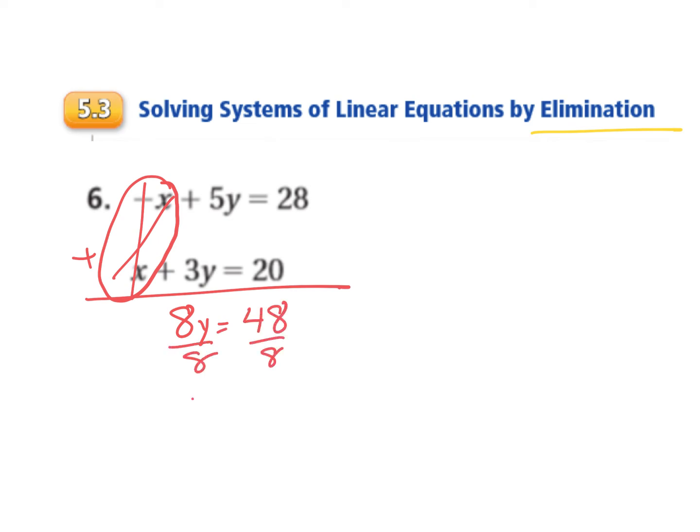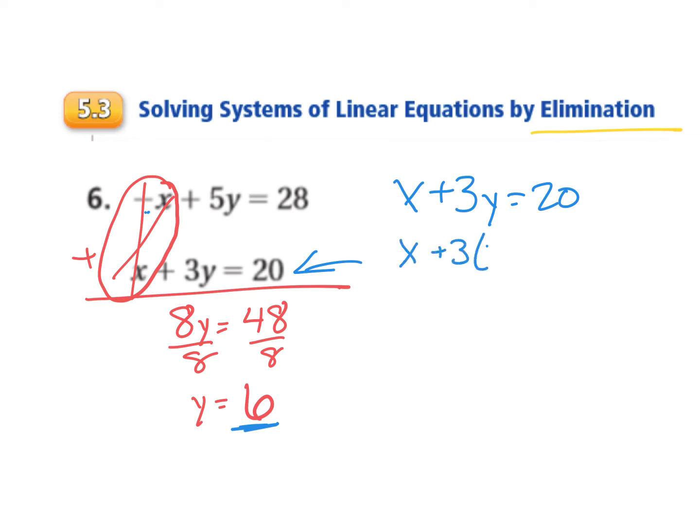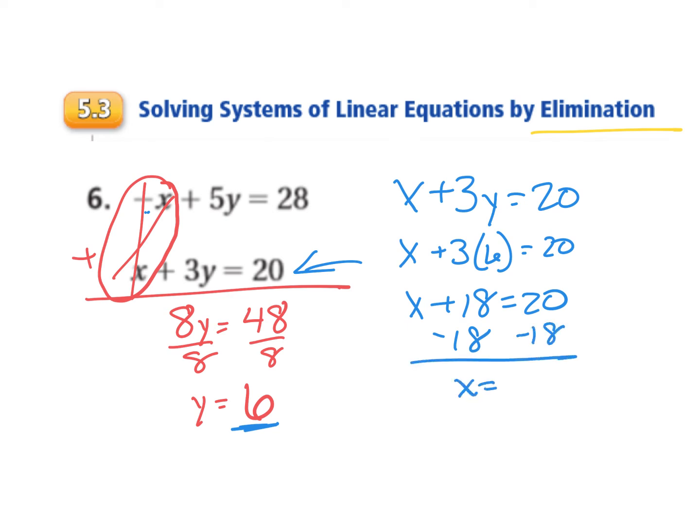We're going to divide by 8 on each side. Y equals 6. So now that we know y equals 6, we can plug that back in someplace. I'm going to use the second equation just so that I don't have to deal with a negative. So x plus 3y equals 20. We plug our 6 in for y. So x plus 18 equals 20. We're going to subtract our 18. So x equals 2. So our solution is (2, 6).